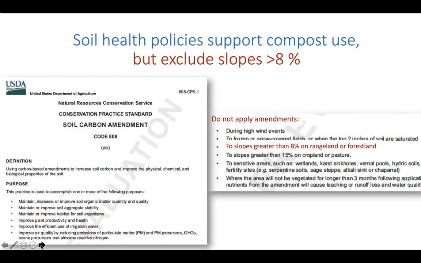Soil health policies are increasing the use of things like compost, but there are some stipulations in the policies. For example, the NRCS conservation practice standard that's available right now limits the use of compost on slopes that are greater than 8% on rangelands. For those of you who work in rangelands, 8% is pretty gentle, and a lot of our rangelands, not only in California, but across the nation, tend to be steeper slopes. That's one reason why they haven't necessarily been converted to croplands.